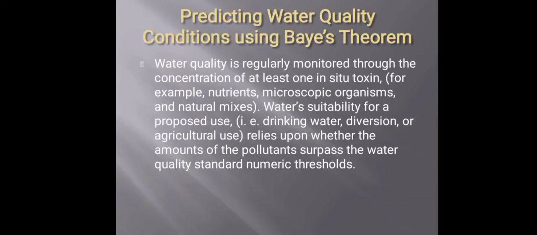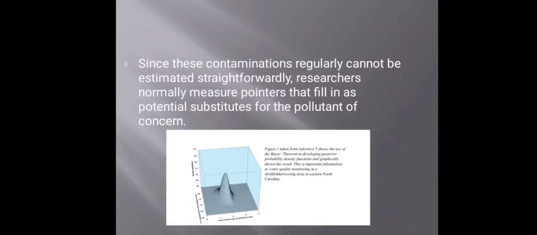Predicting water quality conditions using Bayes theorem. Water quality is regularly monitored through the concentration of at least one in situ toxin to determine the suitability of water for a proposed use, such as drinking water, diversion, or agricultural use. This depends upon whether the amounts of the pollutants surpass the water quality standard numeric thresholds. Since these contaminants regularly cannot be estimated straightforwardly, research normally measures indicators that serve as potential substitutes for the pollutant of concern. This is the diagram.